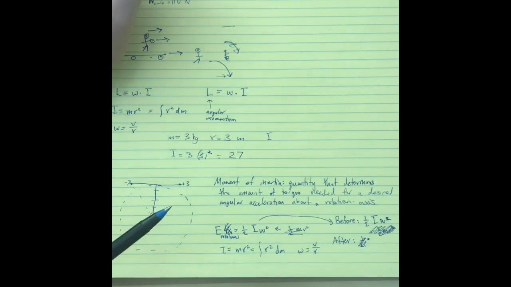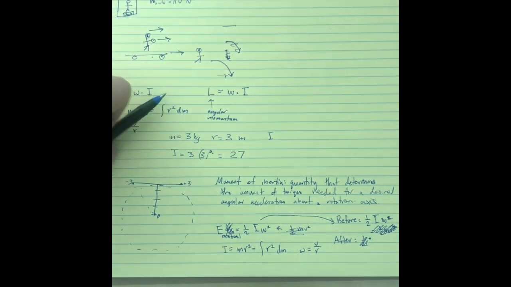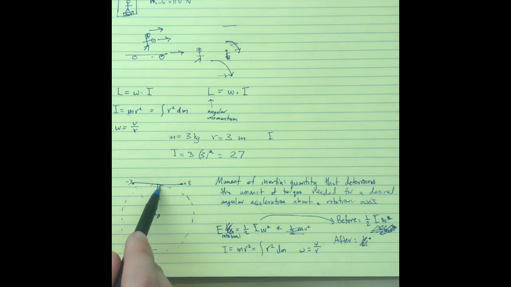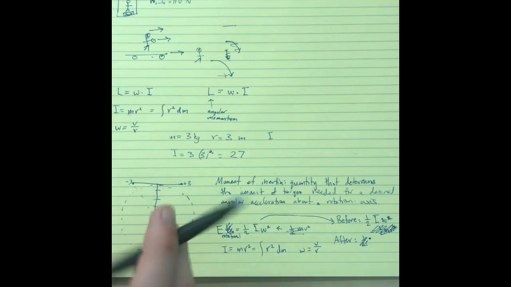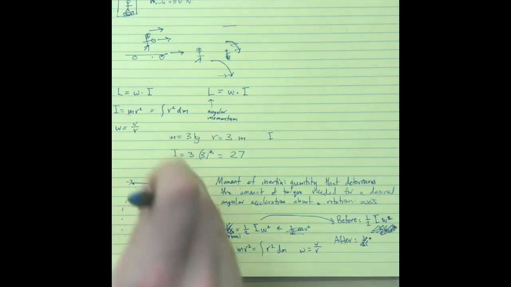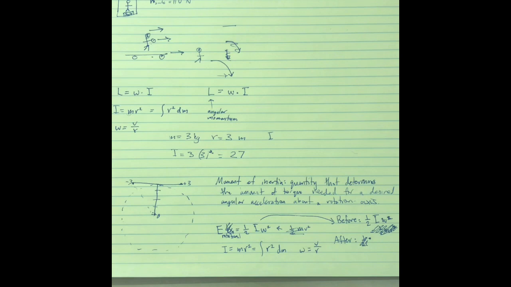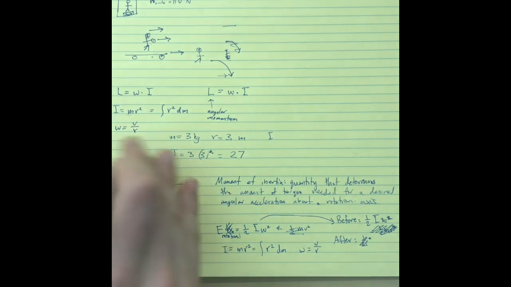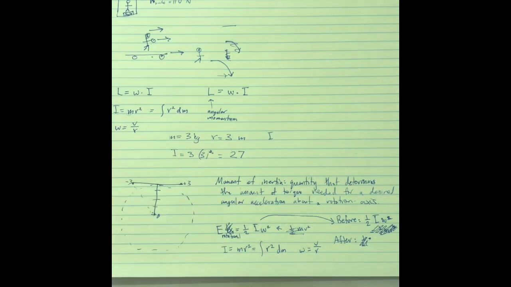So, we'll start out with moment of inertia, with the definition, which is the quantity that determines the amount of torque needed to get to a desired angular acceleration about a rotation axis. So it's pretty much just what quantity is needed to get it spinning at a constant acceleration.